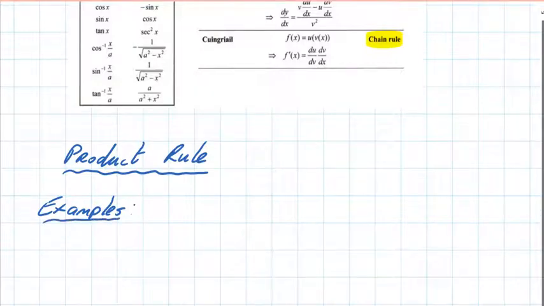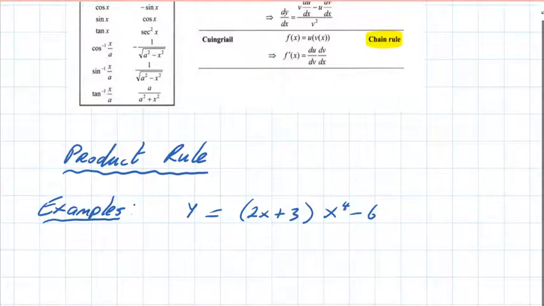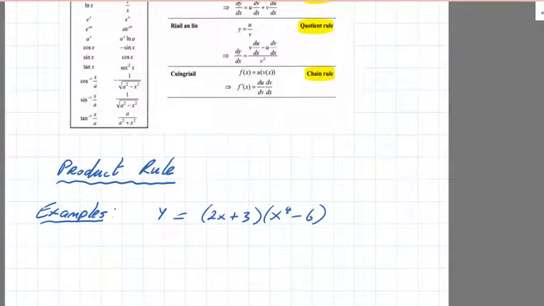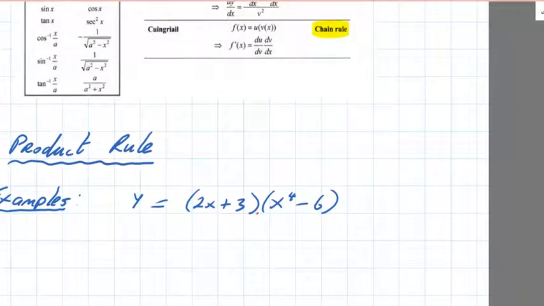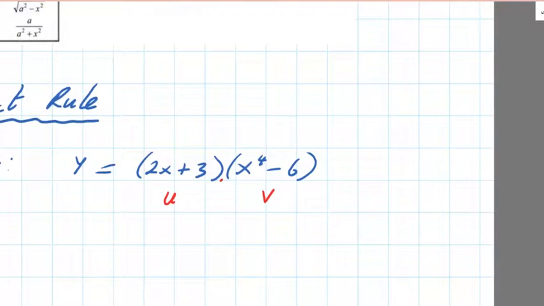So the examples could be something like this. Imagine you had y is equal to, we'll say, 2x plus 3 multiplied by x to the power of 4 minus 6, for example. Well, if you see something in this form, you label it as u by v. It's a multiply. So there's a multiply understood in between those two brackets. So what you do is you call the first thing u and the second thing v. And then basically you split the question in two parts, the u part and the v part. And over here on the side, you work on those two parts separately.